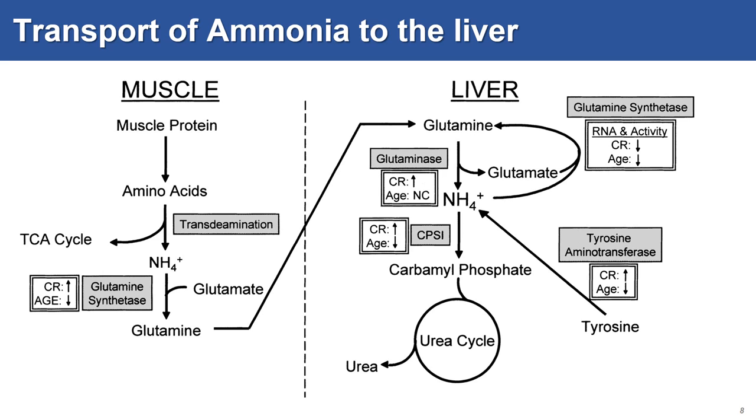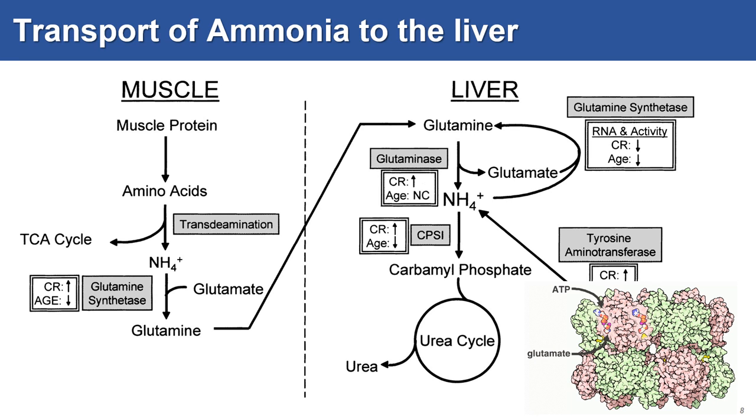And tyrosine can directly go in there through tyrosine aminotransferase, and that then heads into the urea cycle. So those are the mechanisms by which ammonia from muscles is transferred to the liver, basically for removal. And here's a nice little spot of glutamate getting transferred. It's the glutaminase, and it's an ATP-catalyzed enzymatic reaction.